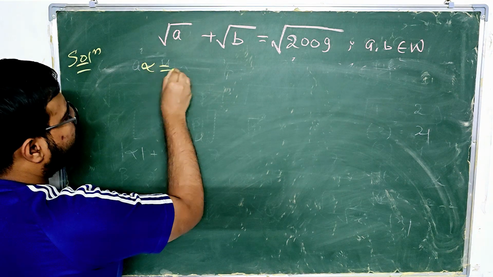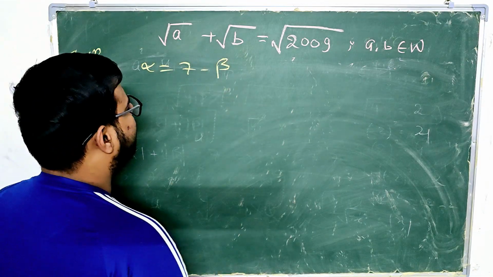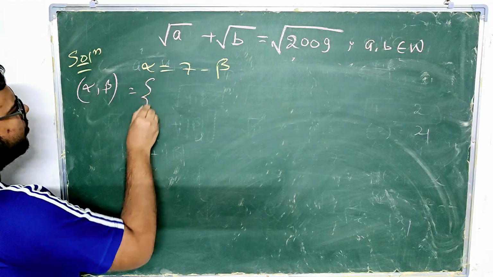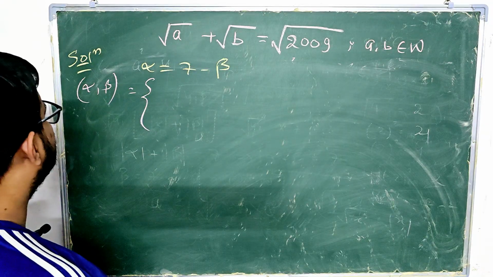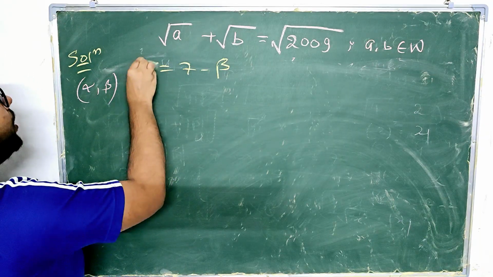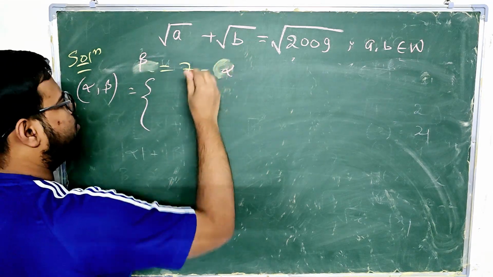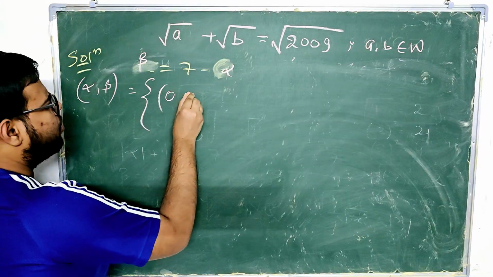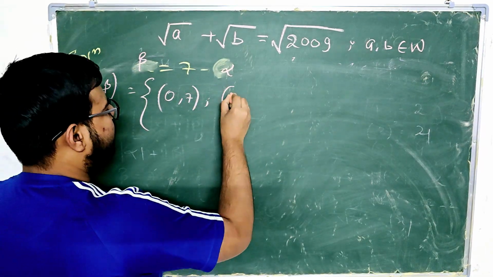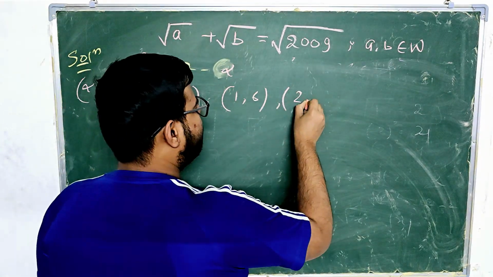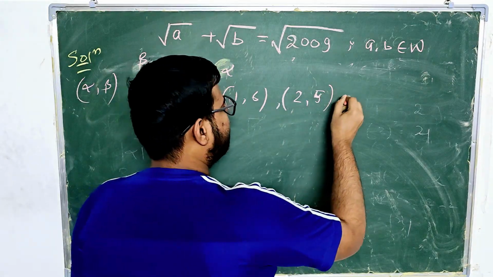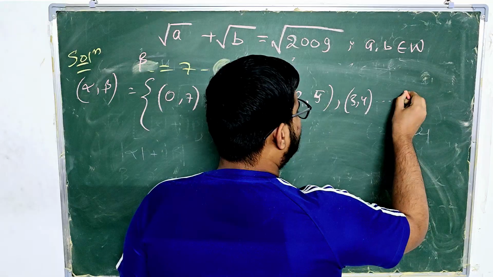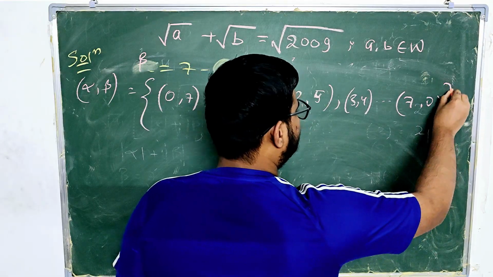So we had got alpha is 7 minus beta, right? Okay, so what is alpha comma beta? Let's see it. Or I can write over here beta minus alpha, so it becomes easier to comprehend. So 0 comma 7, 1 comma 6, 2 comma 5, 3 comma 4, till 7 comma 0. Okay.